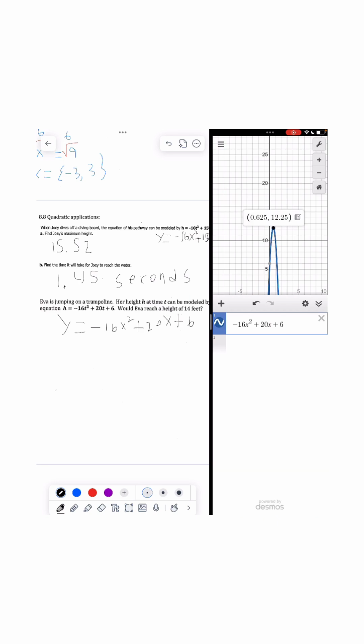I'm going to click on the vertex. My max height was 12.25, so my answer would be no. 12.25, and I'll conclude chapter 8.8 for your quiz tomorrow.